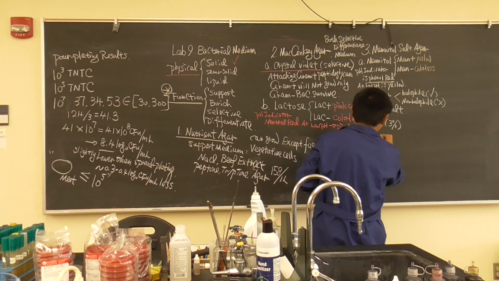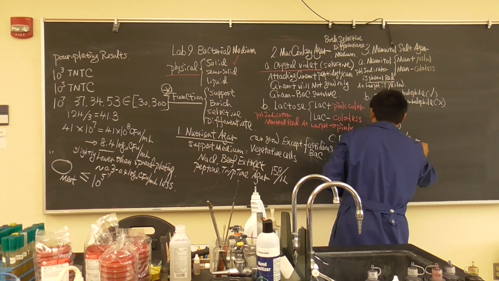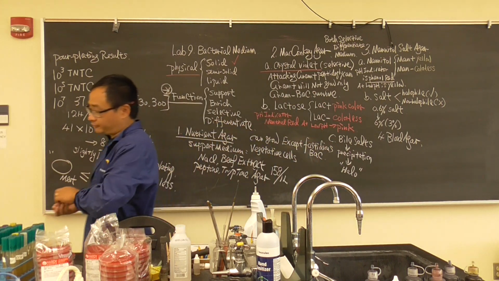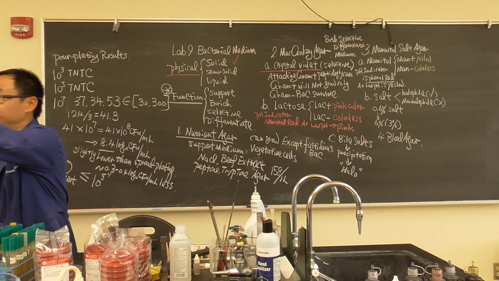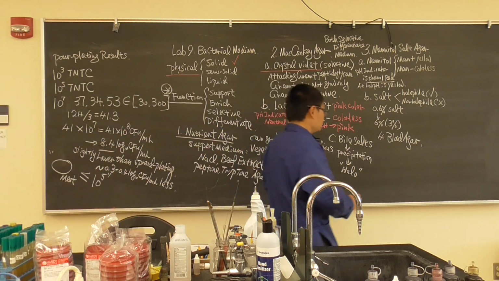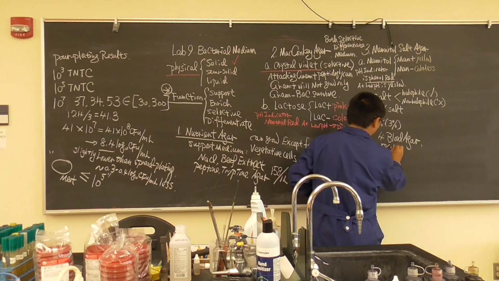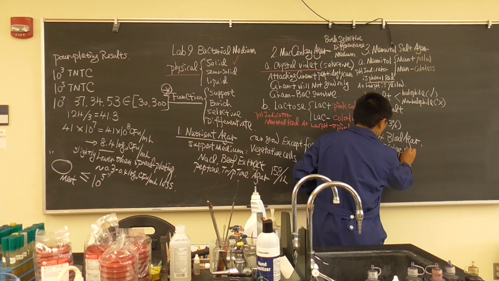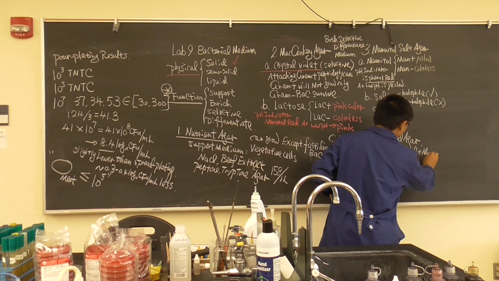Okay, last one. Blood agar. Blood agar is very red, like this. It looks like blood. Okay, what is blood agar? This contains 5% sheep blood with a neutral agar base.